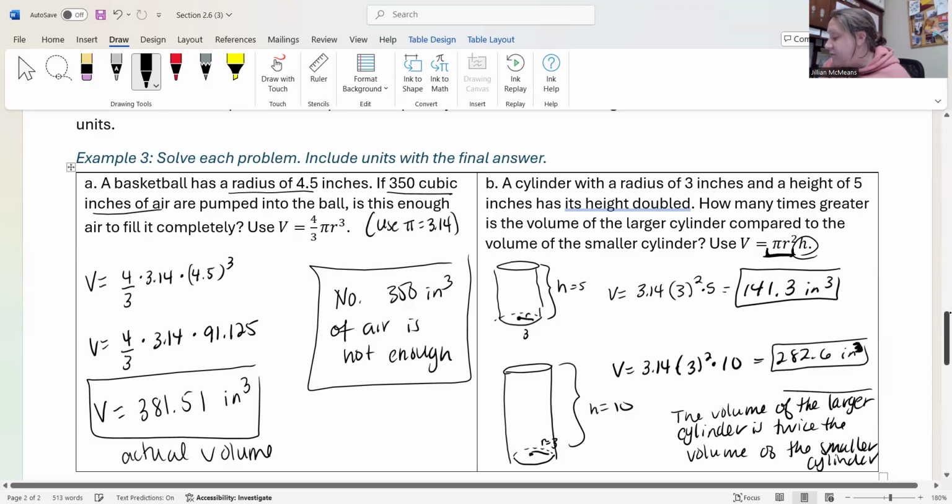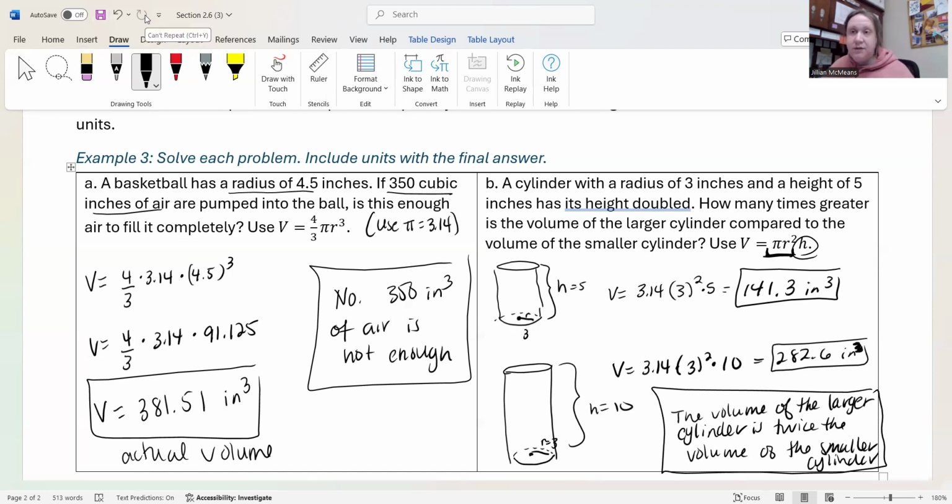We could just intuit that by looking at those formulas and realizing they're exactly the same, except one is being multiplied by 5, one's being multiplied by 10. Since 10 is twice 5, that tells us the volume of the smaller one is going to be half the volume of the larger one, or the volume of the larger one is double the volume of the smaller one. But we went ahead and backed it up. We found the volume of each, and we can see clearly that the larger cylinder has twice the volume.